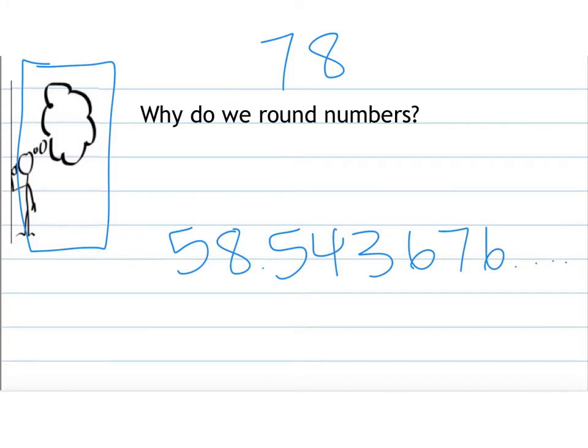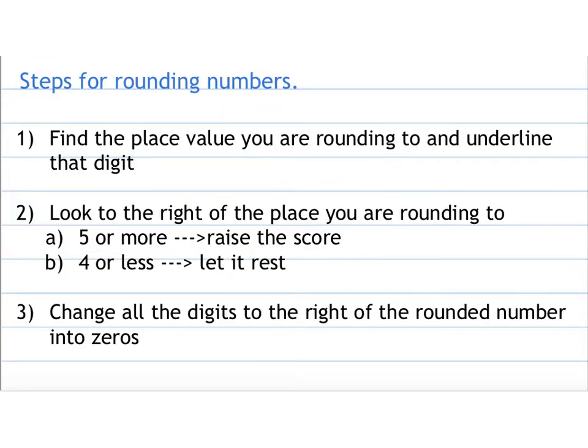Okay, we've got some steps here. Anytime you see steps, that tells us that's something that we should write down. So we should say steps for rounding numbers, and then write down these 3 steps. So pause the video, write them down, and then come back and continue watching. So step 1, find the place value you are rounding to and underline that digit.